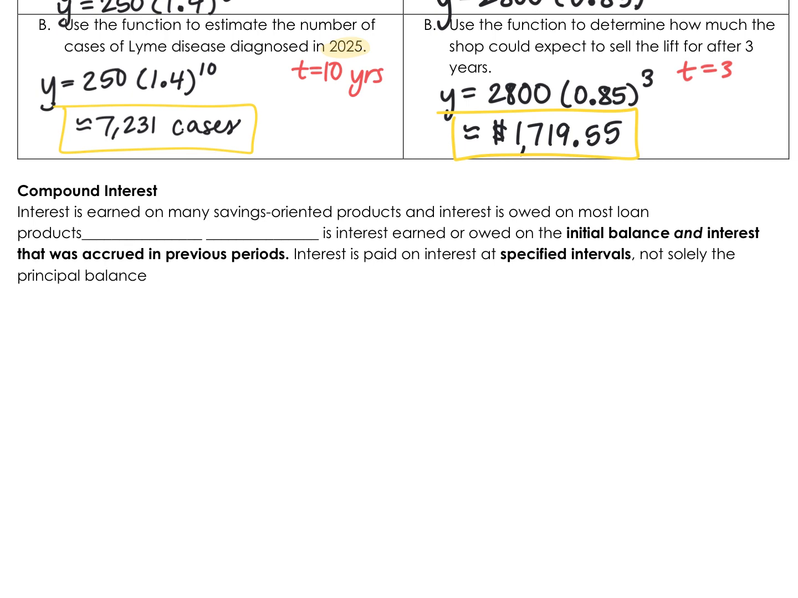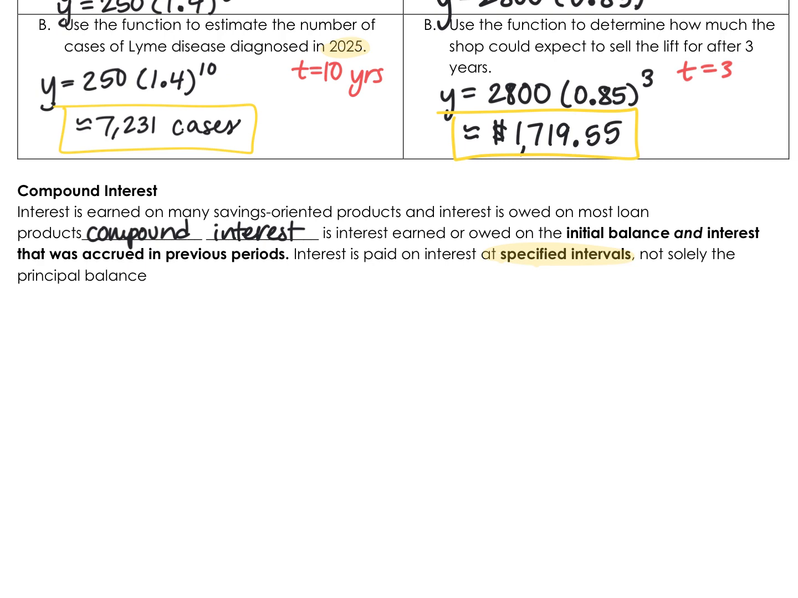I feel like this is a run-on sentence. I don't really know what's happening, but this is supposed to say: compound interest is interest earned or owed on the initial balance and that was accrued in previous periods. The big deal here is that it's over specified intervals, and what you just did only happens once per year. So that was growth and decay once per year. This will be multiple times a year.